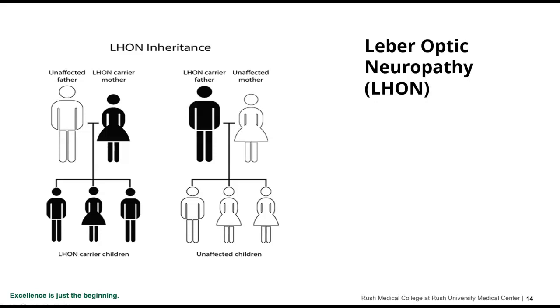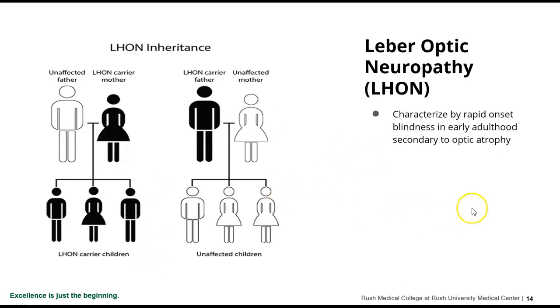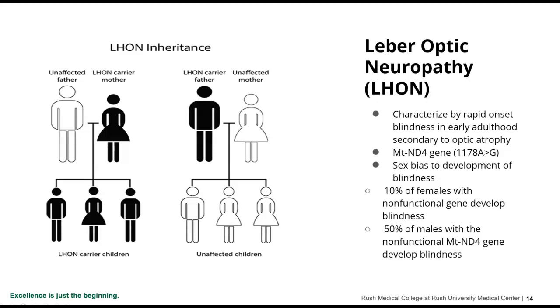But Leber optic neuropathy does. It's characterized by rapid onset blindness in early adulthood secondary to optic atrophy. So if the mother is a carrier for one non-functional copy, all of her children will inherit that. Whereas if the dad has blindness because of Leber optic neuropathy, none of his children will be affected. And it's caused by the mitochondrial ND4 gene.